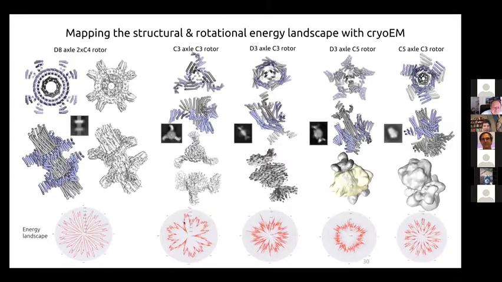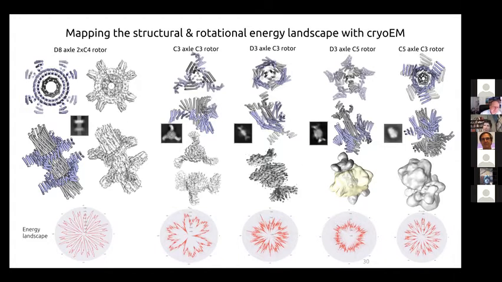You can look at the energy landscapes as you rotate the ring around the axle, and there are different cases. There's the case where the axle and the ring have the same symmetry, so C3 symmetry. Here there are 3 clear rotational minima. But in other cases, the symmetry doesn't match. Here we have a dihedral D3 axle and a C5 rotor, and you can see that the energy landscape is much rougher. And when we look at these systems by electron microscopy, we see much more blurred out density, suggesting different rotational states in this case than in the C3 case.